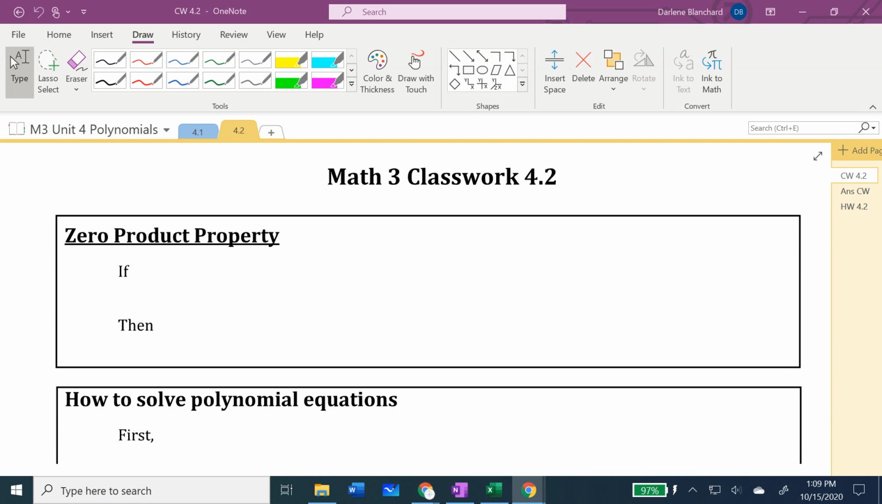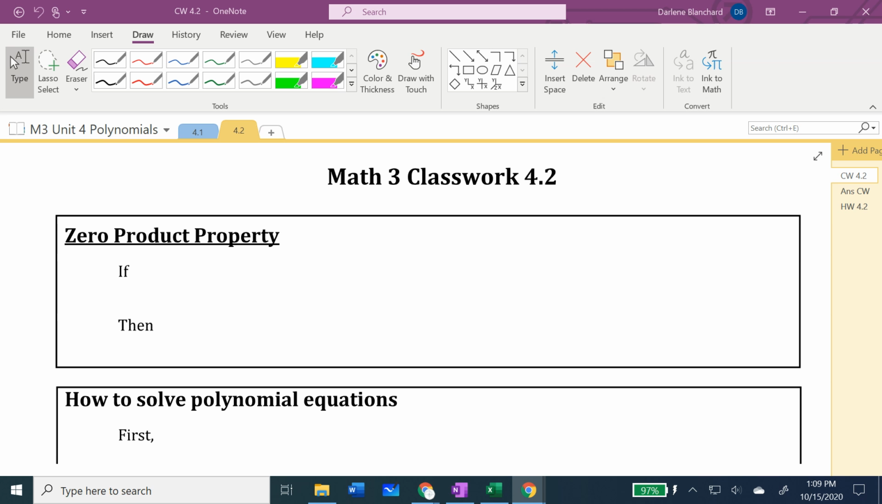All right. Zero product property, extremely valuable property. If two things are multiplying together, and I'm going to actually show you the answers, otherwise I'm going to use different variables, letters.